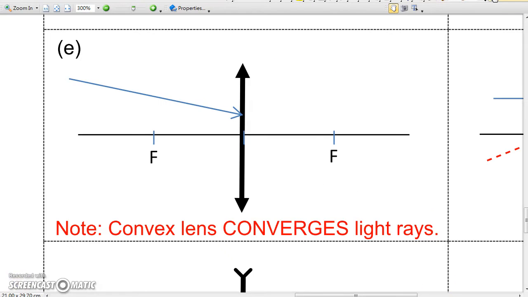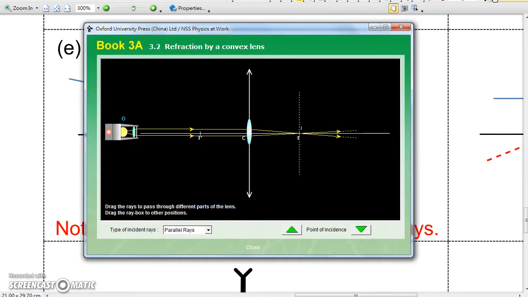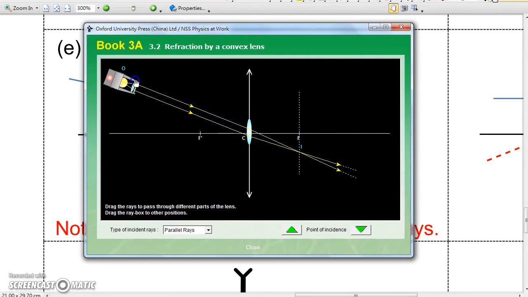To explain the answer of part E, let me first of all show you this simulation. This is a ray box. There are parallel light rays, and then they converge at the focus. And now I move the ray box to one side, and you can see the light rays also converge to a point on this line, passing through the focus. You may say just under the focus.